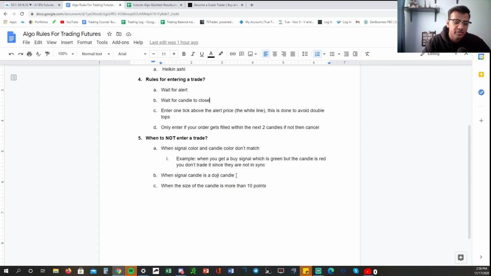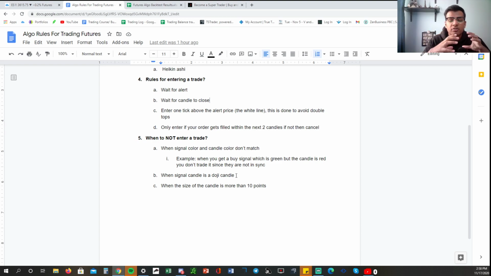Second, when the signal candle is a doji candle. As we know, if you're not experienced with trading, doji candles are unbiased candles, right? Both buyers and sellers are not in control. They're still trying to debate, okay, which side should we push this into? So if I ever see a doji candle, I just exit the market because it's not worth the risk of something reversing on me.